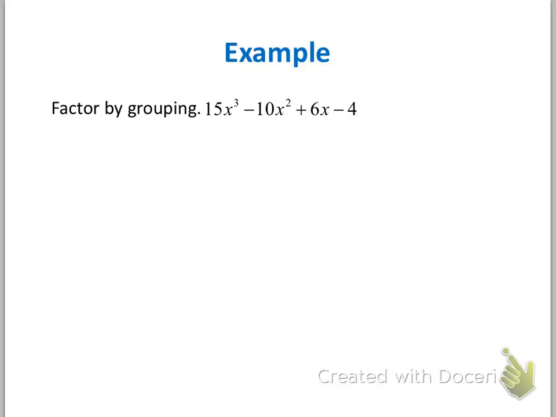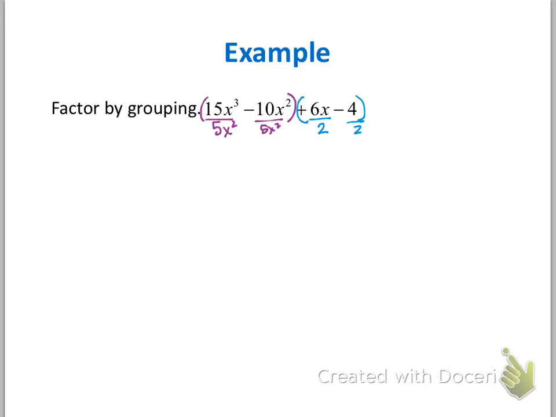So as I'm looking at this problem, the first thing I ask myself is, is there a GCF? No, there's not. So instead what I can do is I notice that these first two terms do have a GCF, and the last two terms have a GCF. So I'm going to divide each set of terms by their own GCF. The first two can be divided by 5x squared, and the last two can be divided by 2.